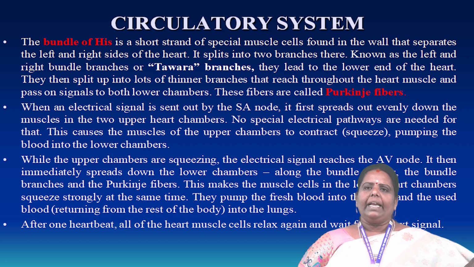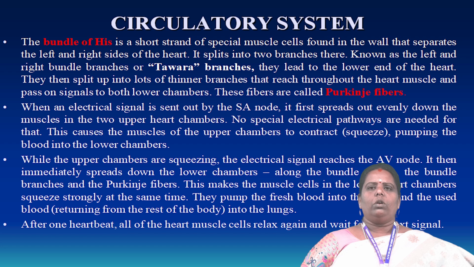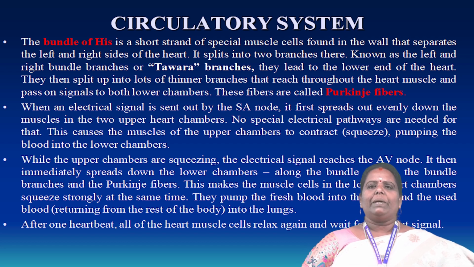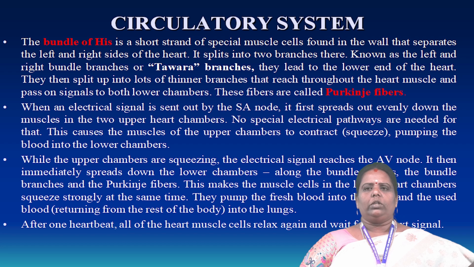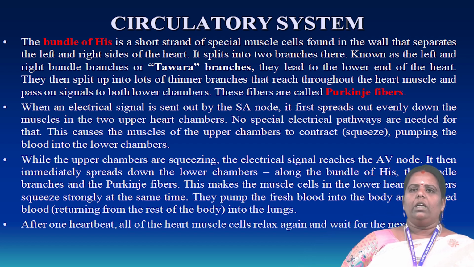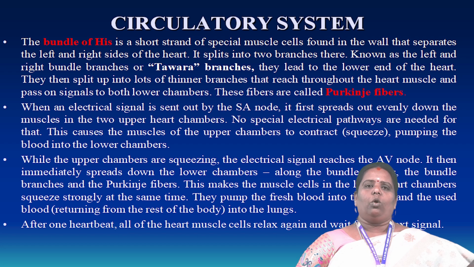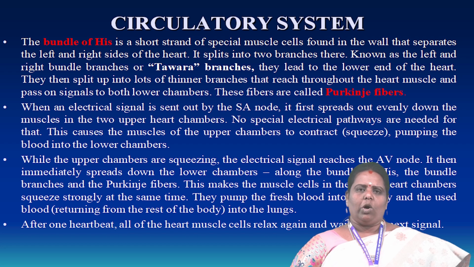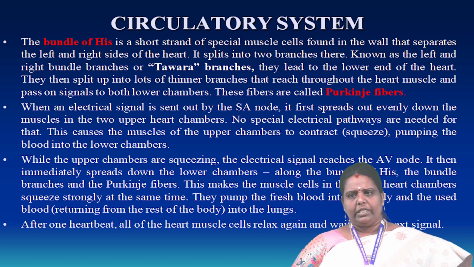When an electrical signal is sent out by the sinoauricular node, it first spreads out evenly down the muscles in the two upper heart chambers. No special electrical pathway is needed for that. This causes the muscle of the upper chamber to contract, pumping the blood into the lower chamber. While the upper chamber is contracting, the electrical signal reaches the auriculoventricular node.